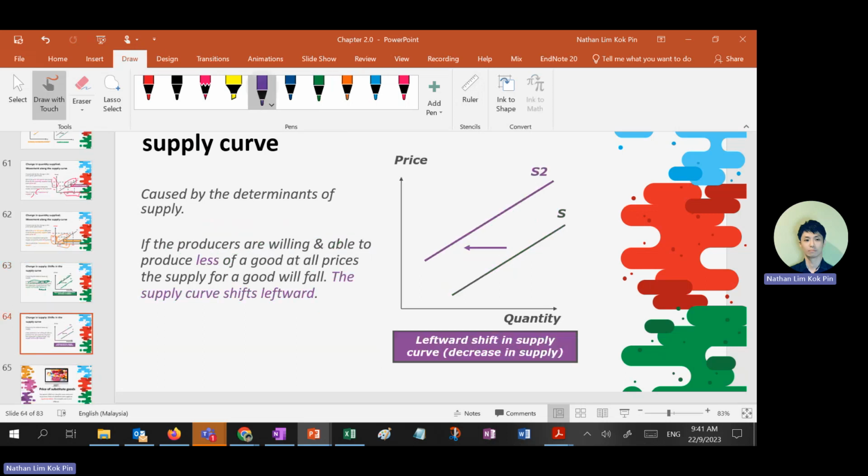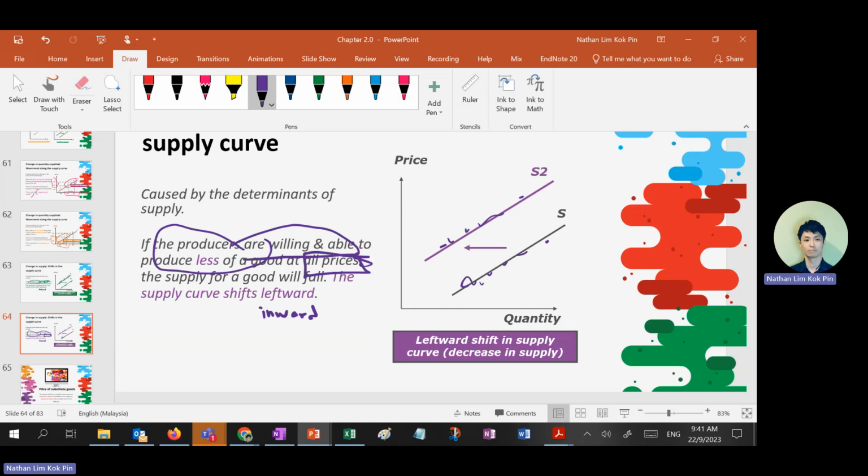If supply decreases, we also call this shift inward or shift leftward. It shows that producers are now less willing. They're not really willing to supply so many. All the points will shift to the left together. This is a decrease in supply. Questions? Does that make sense so far?